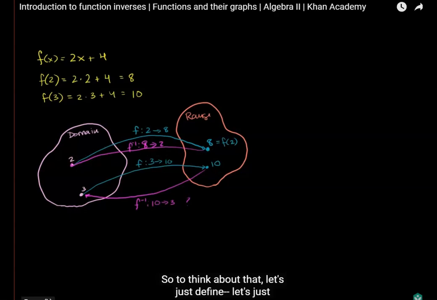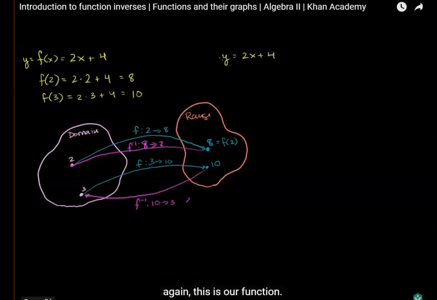So think about that. Let's just say y is equal to f of x. So y is equal to f of x is equal to 2x plus 4. So I could write y is equal to 2x plus 4. And once again, this is our function. If you give me an x, it'll give me a y. Well, we want to go the other way around. We want to give you a y and get an x. So all we have to do is solve for x in terms of y.